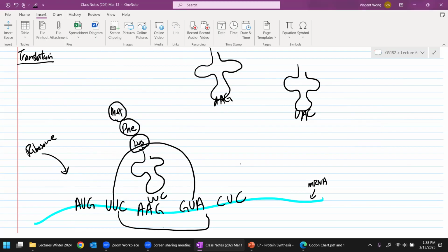Okay? What's the anticodon of the next one? DAU, that's right. And so on and so forth. Until we get to the stop codon, there are no transfer RNA for stop codon, and the whole thing just stops and falls apart, and then you will release the protein. Okay?